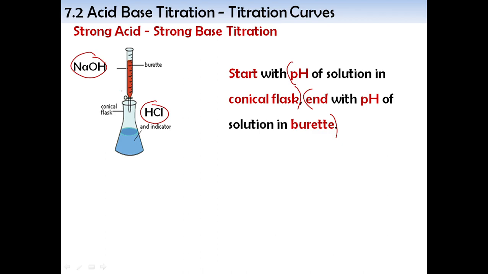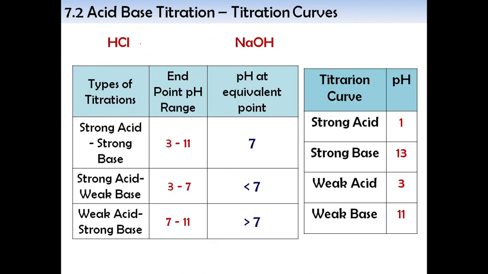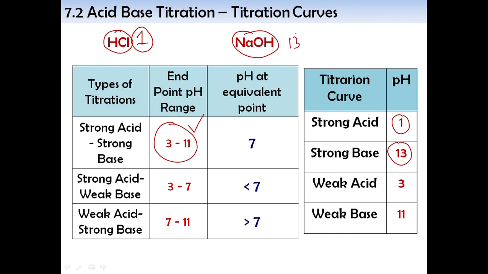So first, we have to determine the pH value. I have NaOH and HCl. So this is a strong acid and this is a strong base. What is the endpoint pH range? This is the endpoint pH range for strong acid, strong base titration. So next is the pH value. HCl is a strong acid, pH is 1. So for HCl, the pH value is 1 and NaOH is a strong base, so the pH value is 13. Okay, so kita dah figure out these values, we're going to sketch the curve.